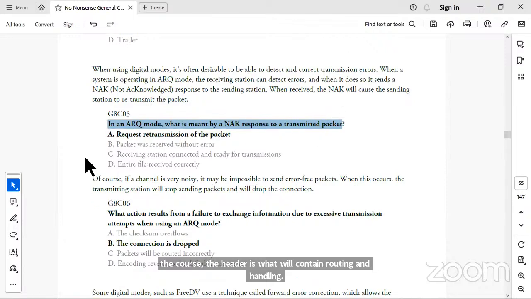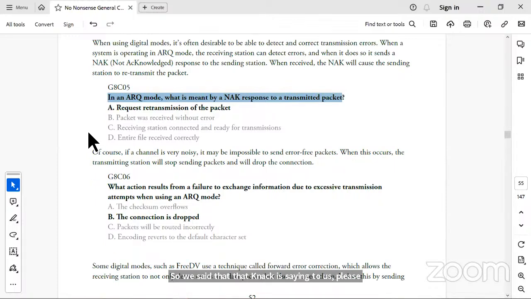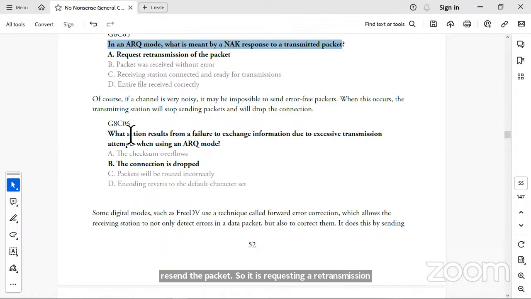In an ARQ mode, what is meant by a NAC response to a transmitted packet? So we said that that NAC is saying to us, please resend the packet. So it is requesting a retransmission of the packet. That's what NAC means.